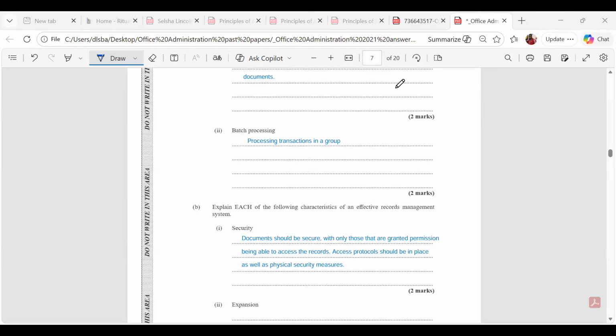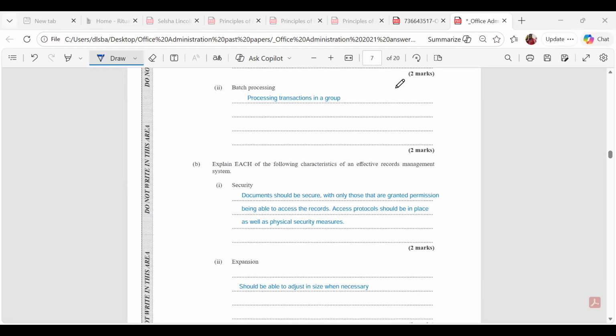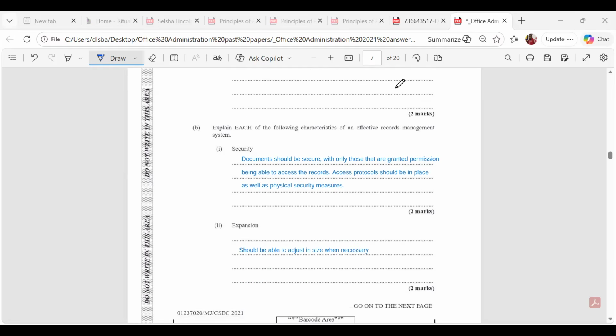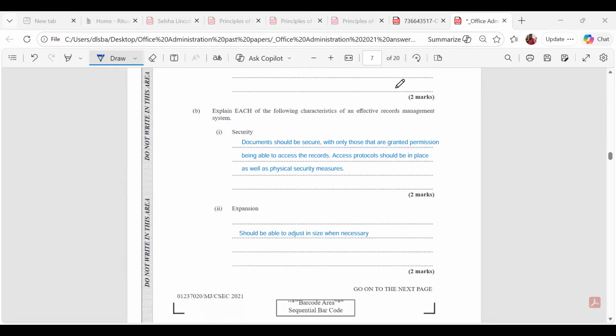All right. So you're supposed to design your management system in a way that if it needs to expand or increase in size, it should be able to relatively easily. So you should be able to adjust the size when necessary.